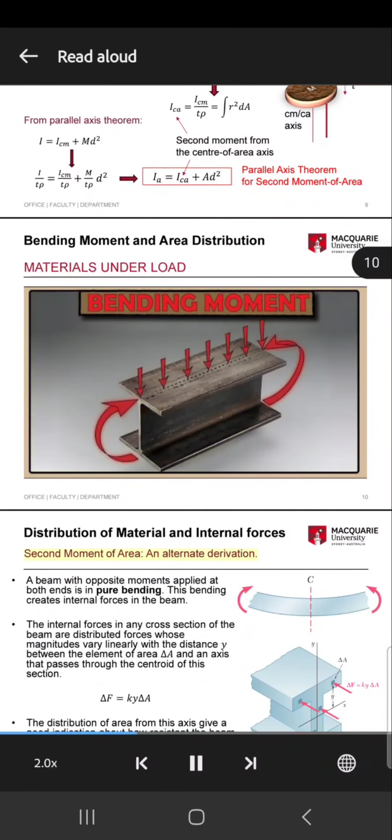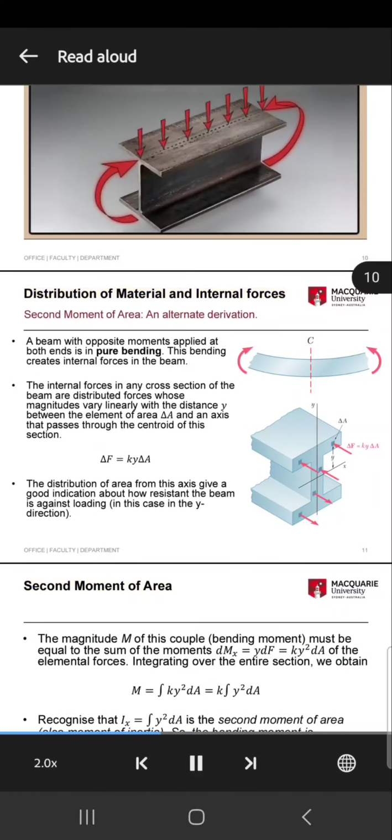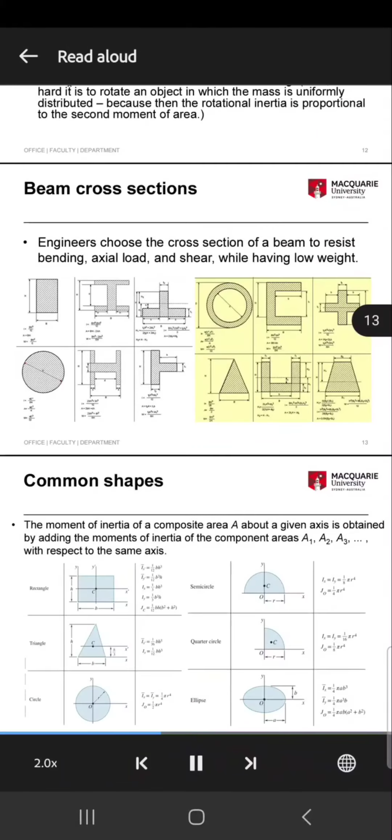Bending moment is explained intuitively in the video on second moment of area, with the derivation. Distribution of material and internal forces. Second moment of area. Beam cross sections. Diagram. Engineering drawing.